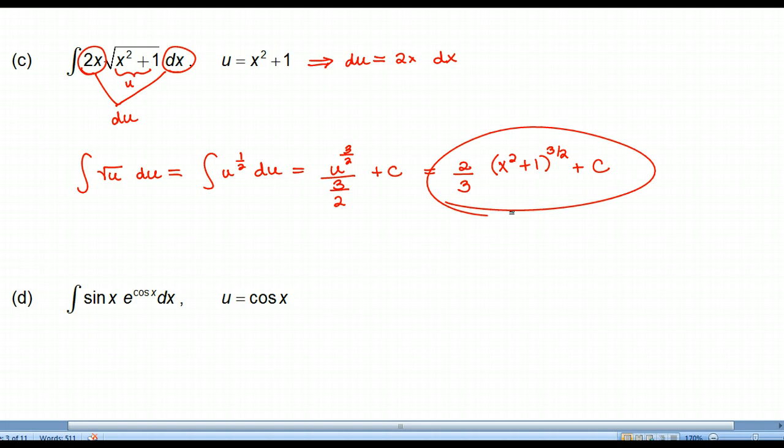Usually the most difficult part is in the beginning where you're trying to piece it together so you can write it in terms of u. Once you have everything as u, it's much easier to integrate. And then you just plug back in.